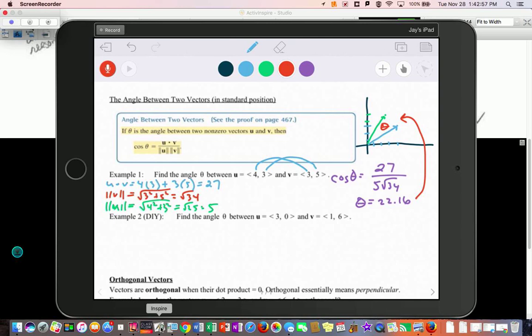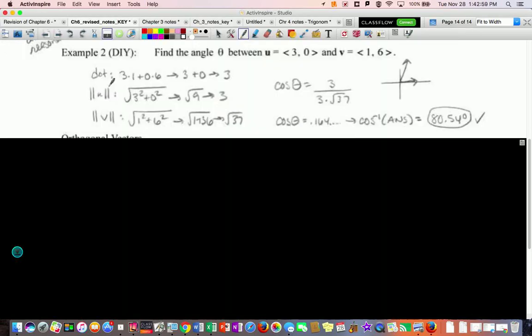Okay, so we're going to go check the answer. If you do a dot product of the two vectors, you get 3. U has a magnitude of 3, and V has a magnitude of root 37. So when you put that all in the formula, you get a decimal kind of like this. Inverse cosine it, you get 80.5.